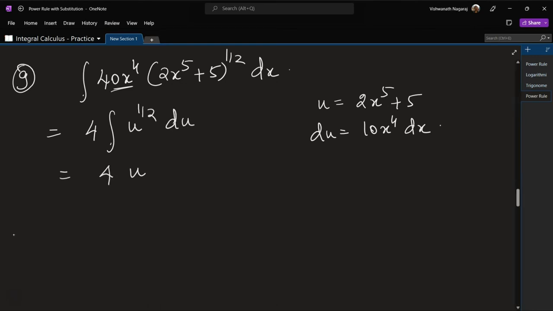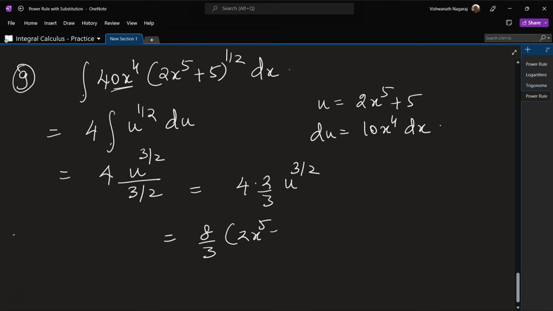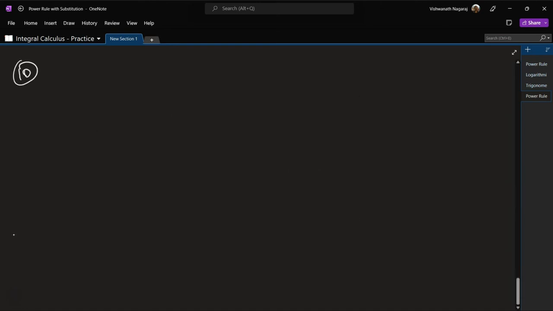So 4u to the power of 1 by 2 plus 1 is 3 by 2, divided by 3 by 2, which gives us 4 times 2 by 3 u to the power of 3 by 2. So let's do the substitution. 8 by 3, 2x to the power of 5 plus 5 to the power of 3 by 2, plus c. Okay, 10th one, integral of 3x cube minus 1 to the power of minus 3 times 36x square dx.